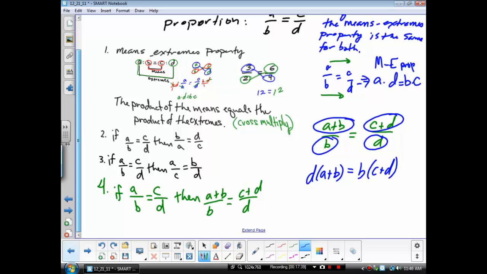When I distribute, I get AD plus BD equals, and then I distribute here, give me BC plus BD. Notice the BDs are on both sides, so I can subtract that from both sides, leaving AD equals BC, which is what my means extremes property is right there.